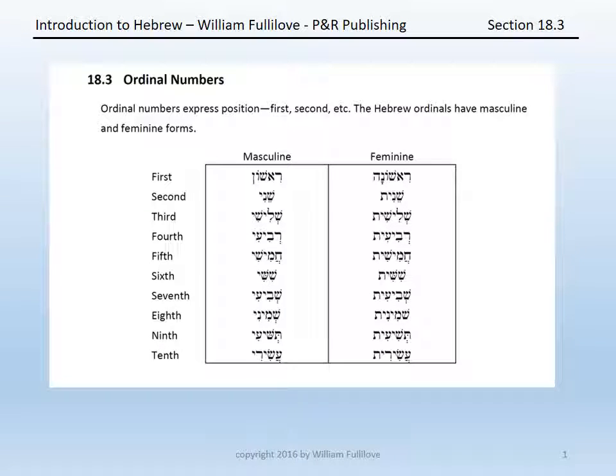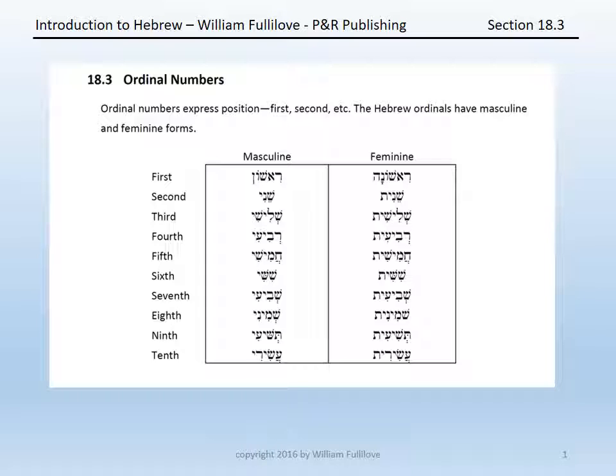While the cardinal numbers were used to count things, 1, 2, 3, 4, etc., ordinal numbers are used to express position: first, second, third, fourth, etc. The Hebrew ordinal numbers have both masculine and feminine forms.